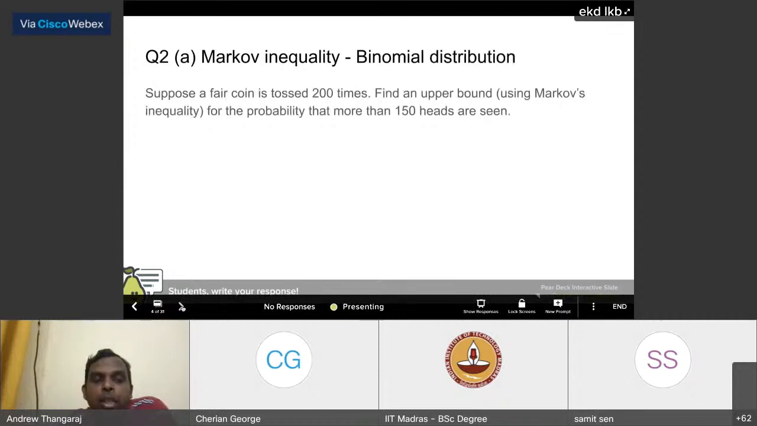Okay, so let's move on to the next question. It's again a slightly different application of Markov inequality, but again straightforward. I'm not expecting too much trouble here with this one. It's a fair coin.